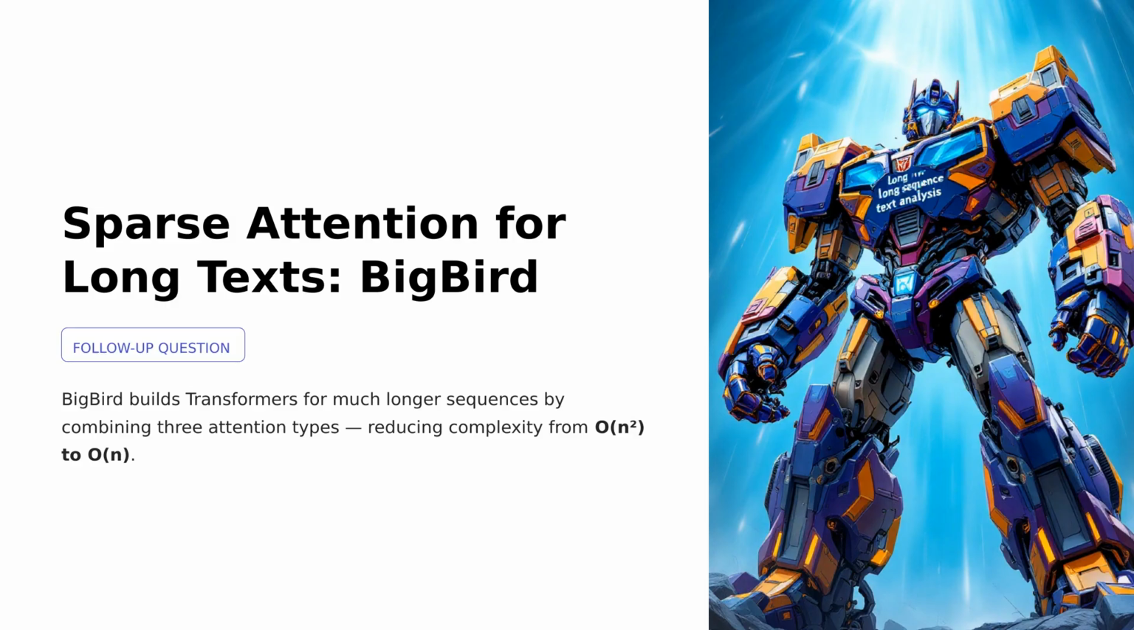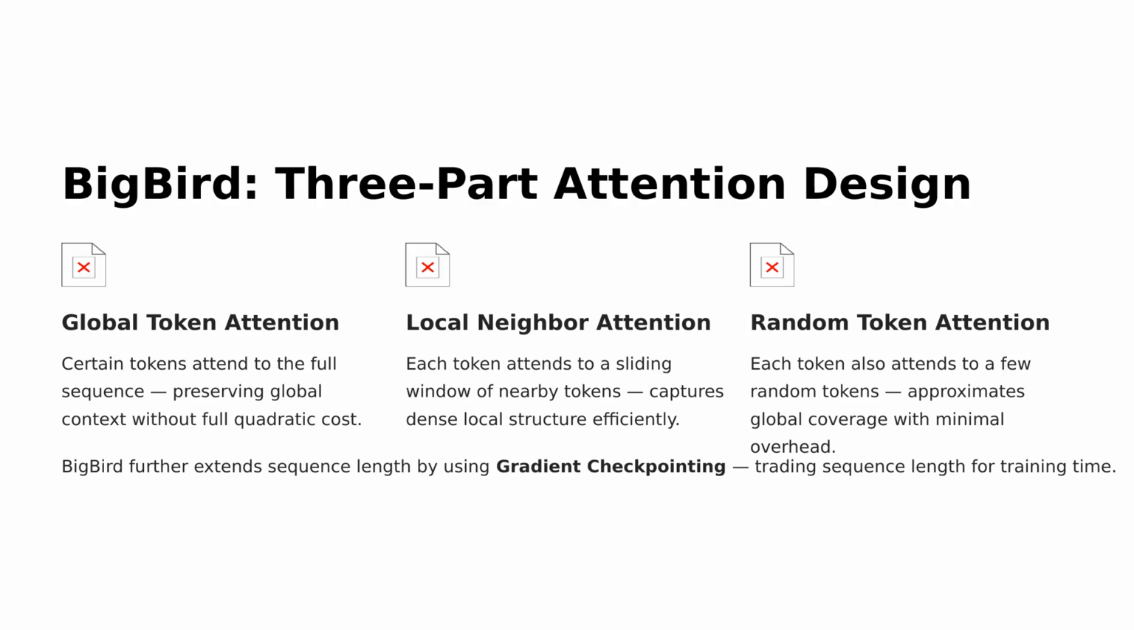Welcome to this slide on sparse attention for long texts with BigBird. Traditional transformers struggle with long sequences due to their quadratic complexity. BigBird innovates by using a combination of 3 distinct attention types, which significantly reduces this complexity from O(n squared) to O(n). This allows BigBird to efficiently handle much longer sequences than before, making it a powerful tool for processing extensive text data.